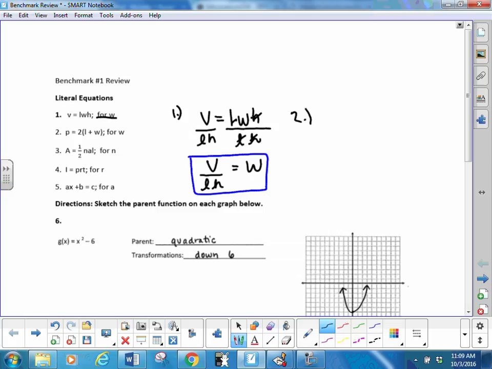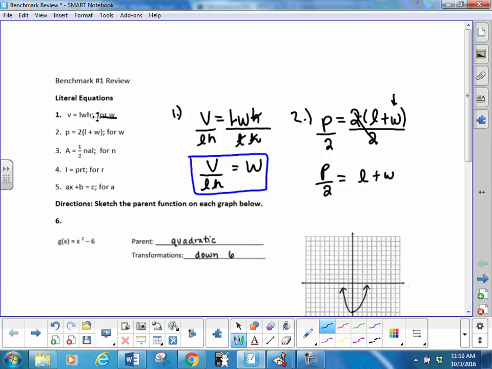Number two. For this one, I'm again trying to get W by itself, and I see that it's inside my parentheses. So the first thing I can do is move that 2 to the other side. Since it's being multiplied here, I undo it by dividing. And that leaves me L plus W.